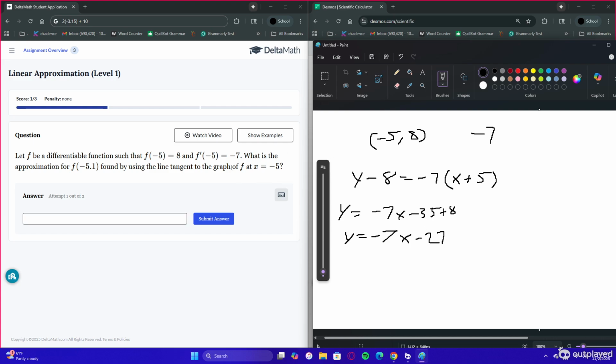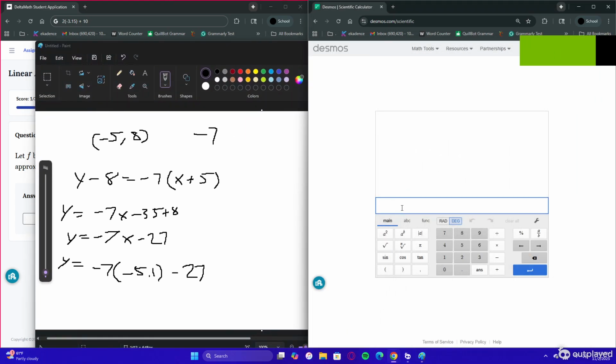And we're trying to find the approximate of f of -5.1. So y equals -7 times -5.1 minus 27. And that's equal to 8.7.